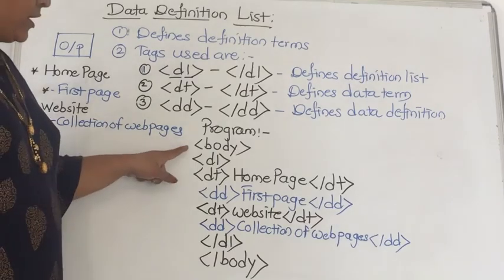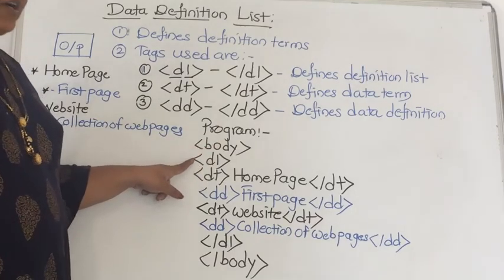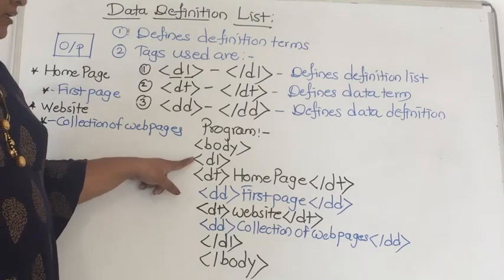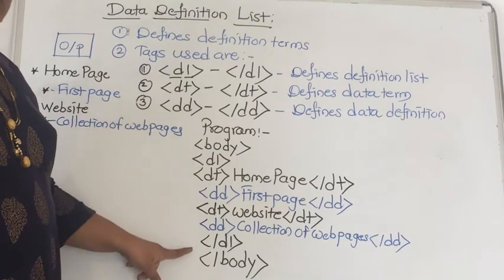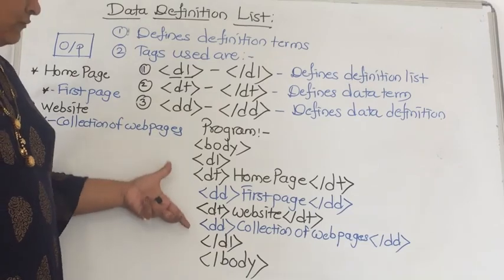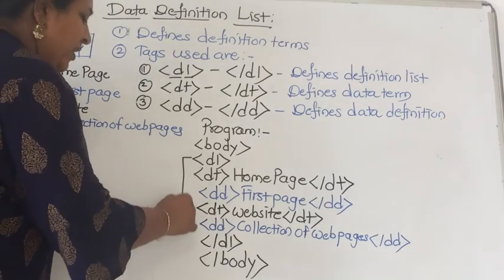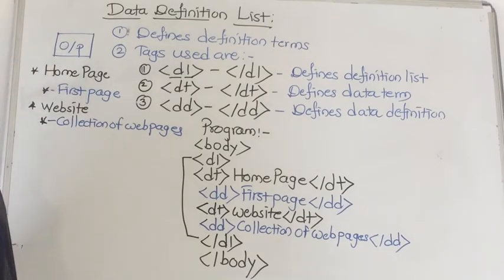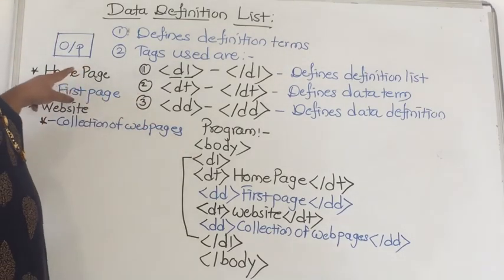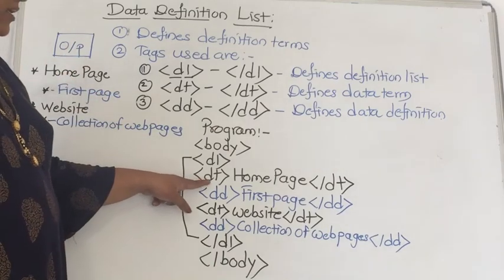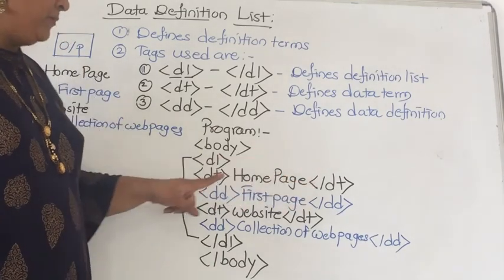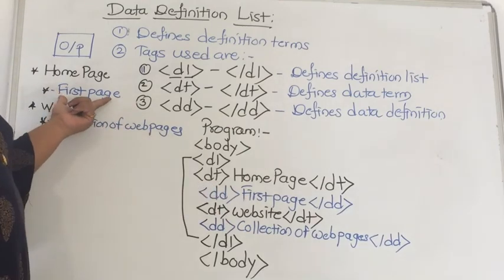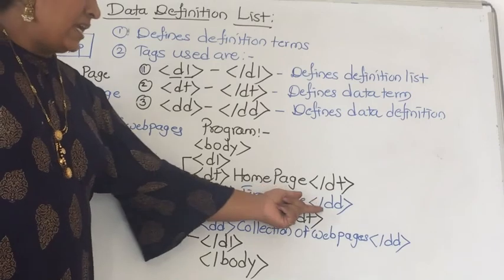So let's see the program. So here body. First starting tag is DL, that is the definition list. Always we have to start it after the body tag and we have to close it with /body. So within DL and /DL we have to define the data definition terms and the definition of each term. So first output is home page. It is defined by DT, home page /DT. Second one is DD, that is first page. So I have defined the definition as first page /DD.